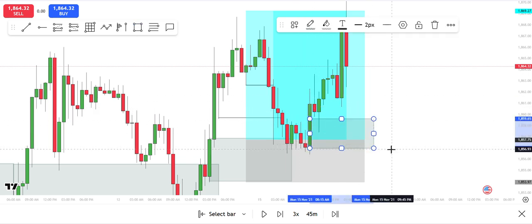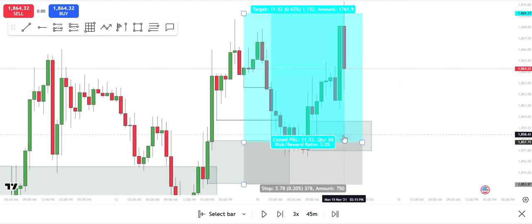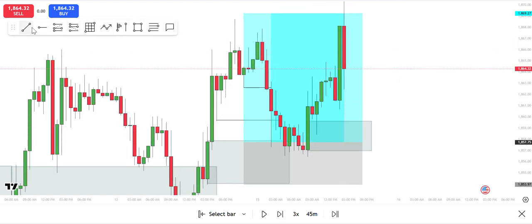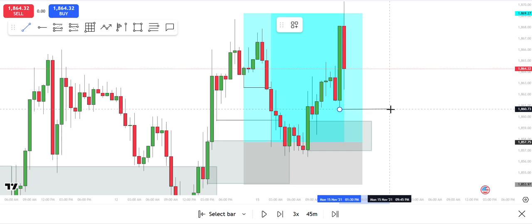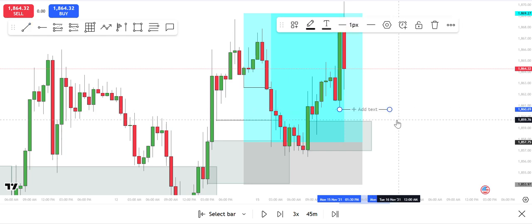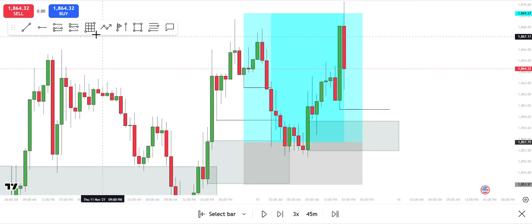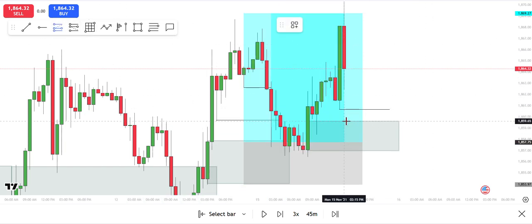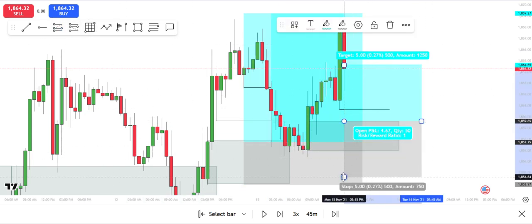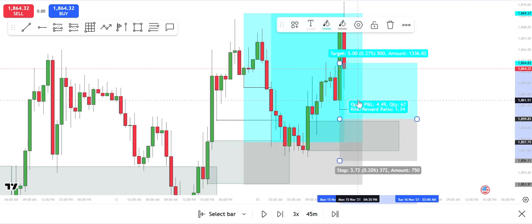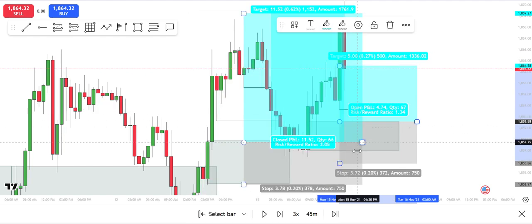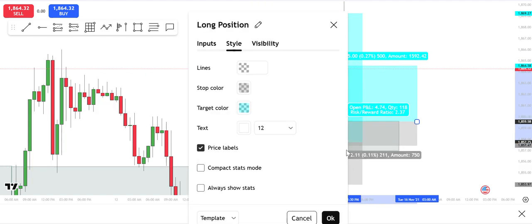So we could put our entry here too. We put our entry here, and then this is our inducement into the zone. And then from there we can place our entry. That was too close for comfort. My entry here.